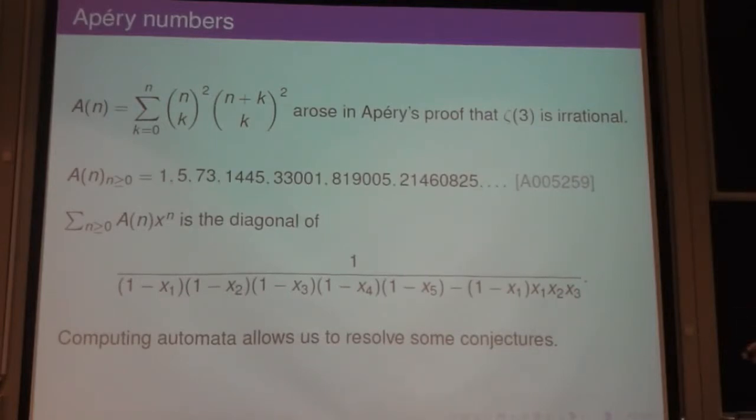So this is maybe what the real theorem is about, that the real methodology is about diagonals of rational functions, and it just happens that you can get a lot of algebraic sequences as diagonals of rational functions. A lot of people have looked at number theoretic properties of Apéry numbers, and so we're able to resolve a few minor conjectures.